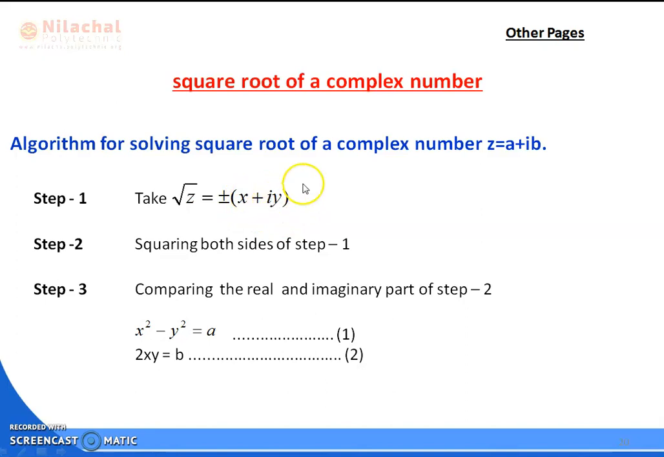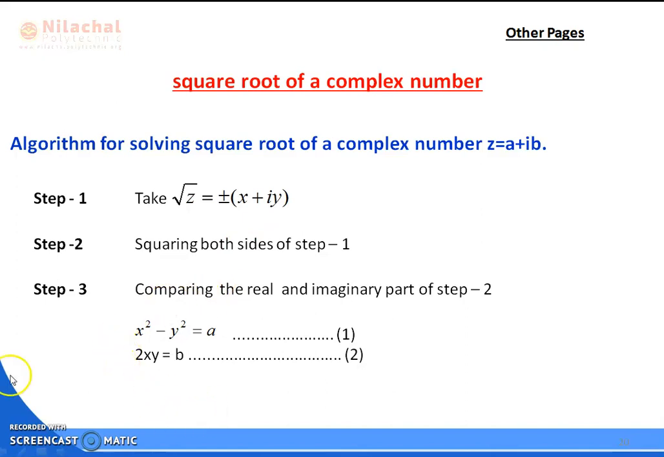If you square both sides, the left side becomes only z, and the squaring of the right side uses a plus b whole square, means a square plus b square plus 2ab. So x square plus iy whole square, plus 2x into iy. Here iy whole square, means i square is minus 1, so x square minus y square. Clear? x square minus y square plus i into 2xy. After squaring both sides, we get z equals x square minus y square plus i into 2xy.